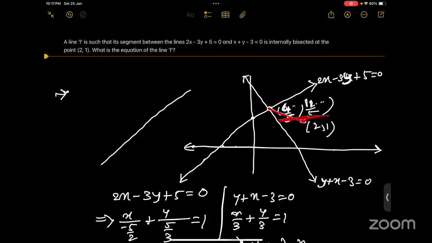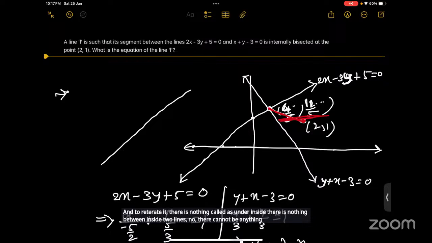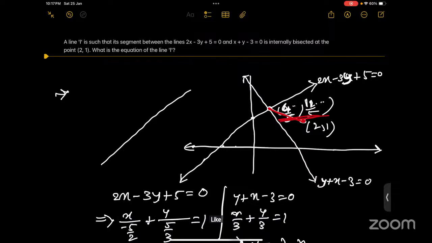And to reiterate, there is nothing called inside. There is nothing between inside 2 lines. There cannot be anything. There is no space. What do you mean by inside a line? There is nothing called inside a line and outside a line, no? Between 2 lines means you just consider the intersection point and another point you have given as a hint.